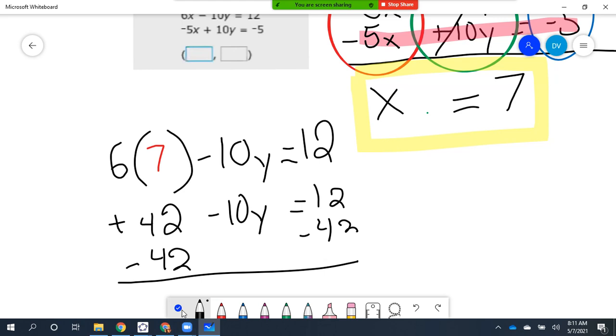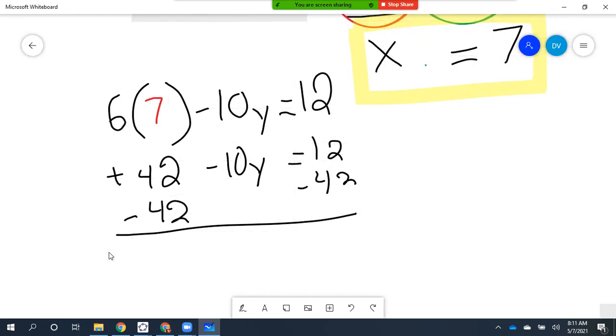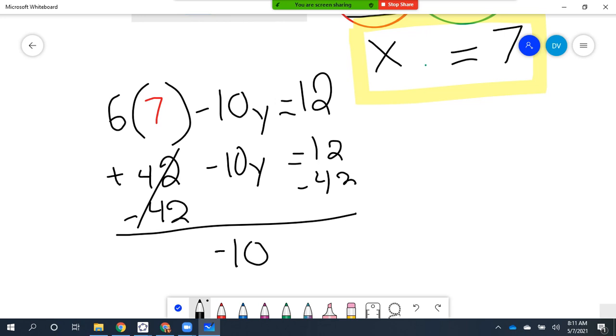And again, I need more room here, so let me just keep scrolling down. This will add up to 0. We can just cross it off, simplify it. This is negative 10y, and if we add a negative 42 and a positive 12, I think we're going to get negative 30. Negative 30.